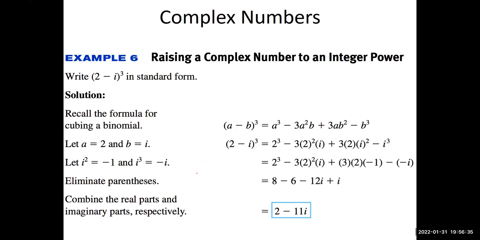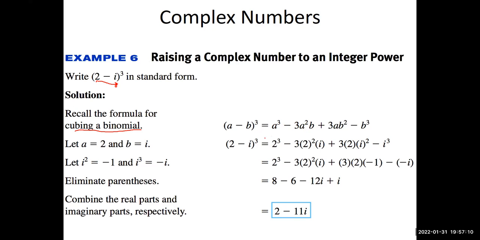So raising a complex number to an integer power. So we have here the quantity 2 minus i, cubed. So paano natin gagawin ito? Okay? So recall the formula for cubing a binomial, wherein the quantity a minus b raised to 3 is equal to a cubed minus 3a squared b plus 3ab squared minus b cubed.